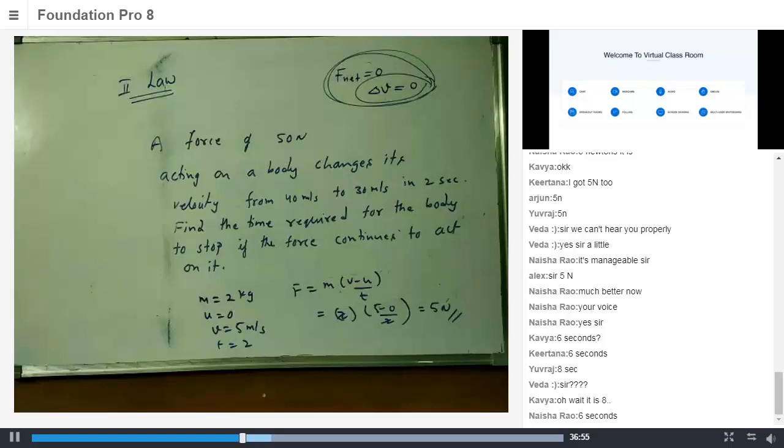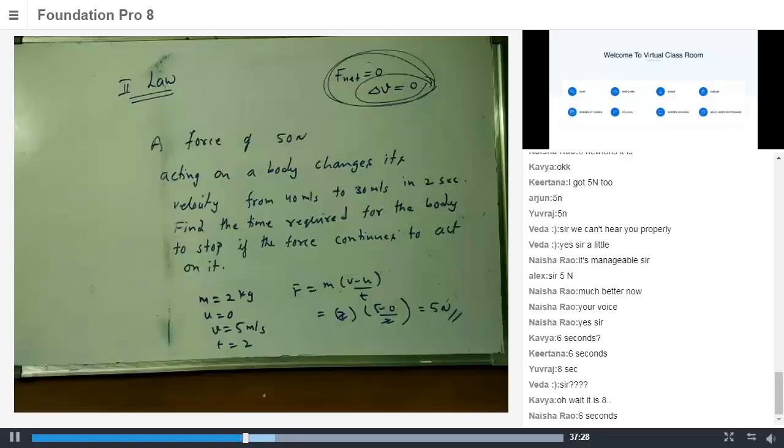So how do we get it? Find the acceleration. We know that the initial velocity is 40 and the present velocity is 30. So it will be 30 minus 40 upon 2, because 2 is the time, and we get negative 5. That is deceleration. So per second there is a deceleration of 5.